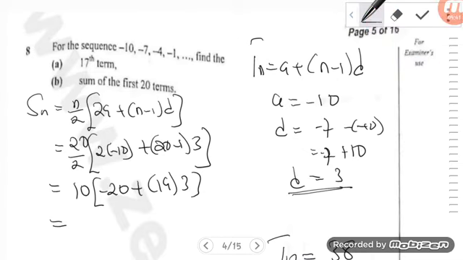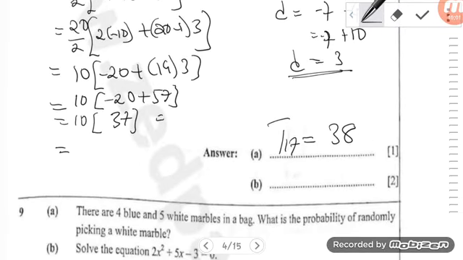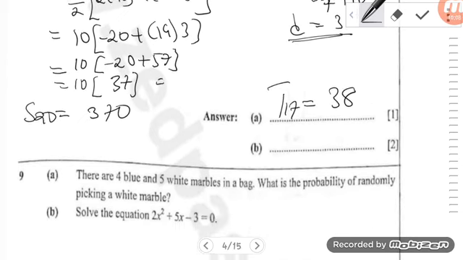So we are having 10 times, negative 20 plus 57. Negative 20 plus 57 gives 37. So 37 times 10, we are having 370 as the sum of the first 20 terms. So the sum of the first 20 terms is actually 370.